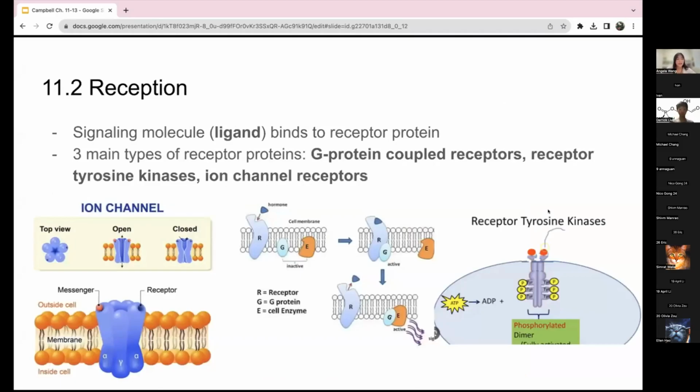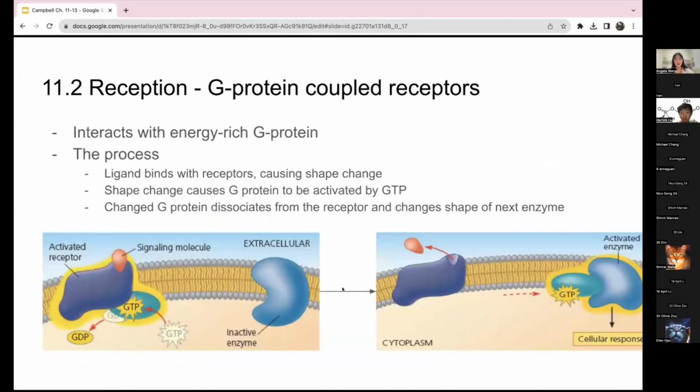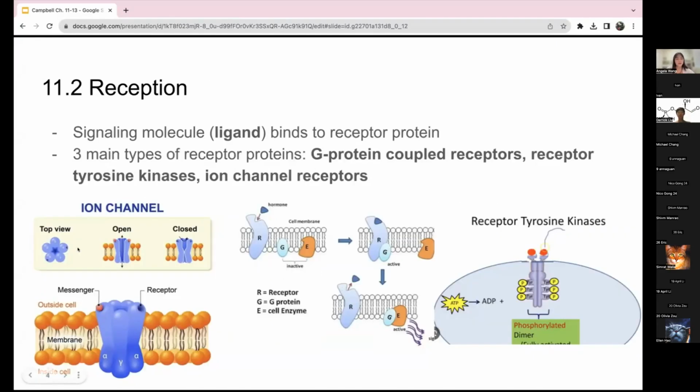Next, I'm going to be talking a little bit more about reception. During reception, the signaling molecule binds specifically as a ligand to the receptor protein. This is sort of similar to enzymes. There are three main types of receptors in the plasma membrane: the G protein coupled receptors, which are in the middle, the receptor tyrosine kinases, which are on the right side here, and the ion channel receptors, which are shown on the left.